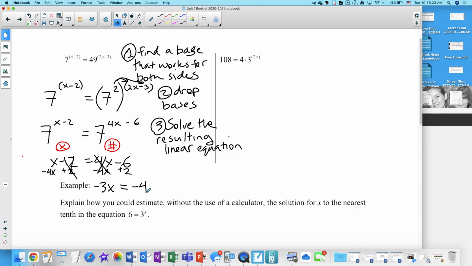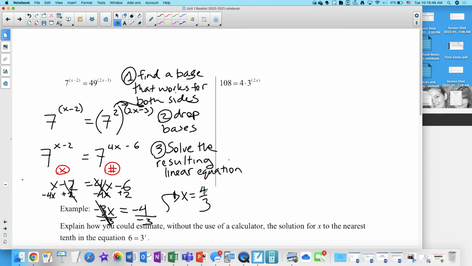Okay, now verification. I think I asked you to verify. Did I ask you to verify? All right, we'll do the verification up here because I am running out of space. Verification means you take the original equation and you plug x equals 4 over 3 into the left side, and you plug it into the right side, and you make sure that they are equal to one another. You can do this using a calculator.